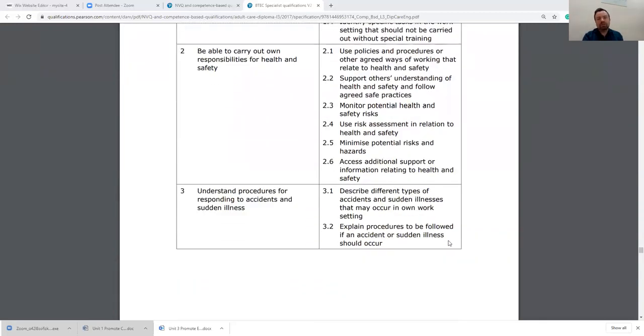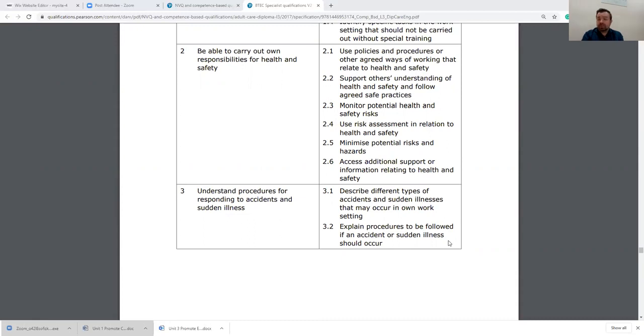Number 2 looks at the responsibilities for health and safety and use policies, procedures, and agreed ways of working. So for this, you should be able to say that you go online, you can download the policies and procedures, and you follow those. Policies give us an idea around how it links to legislation and why we're doing it. The procedures tell us how to do it, the methodology, the way in which to work.